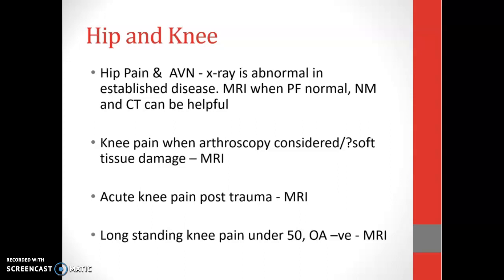So if there's an arthroscopy considered or soft tissue damage, then thinking about MRI because you're wanting to visualise cartilage or you're wanting to visualise soft tissue. Acute knee pain post-trauma, again thinking about soft tissue injury, so you're going to be looking at MRI. Any long-standing knee pain under the age of 50 where you strongly suspect that osteoarthritis is going to be negative, or it's come back from an x-ray that's actually negative, then you want to investigate in a little bit more detail. So again, MRI would be indicated here.